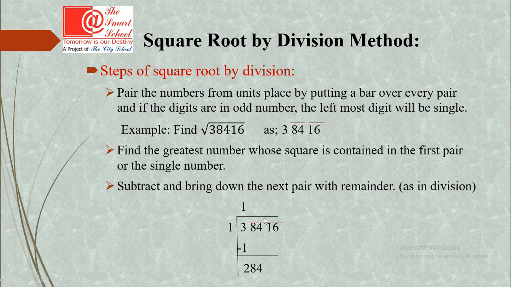And so, as we have written over here, the greatest number which could divide 3 is 1, because 2 2s are 4. So we can only take 1 1s are 1 over here. And then subtract and bring down the next pair with remainder. So we will write 3 minus 1, so it will be 2, and then 84 will come as it is in the pair. It will not be like division that only one digit will come down. In this, the pair will come down.